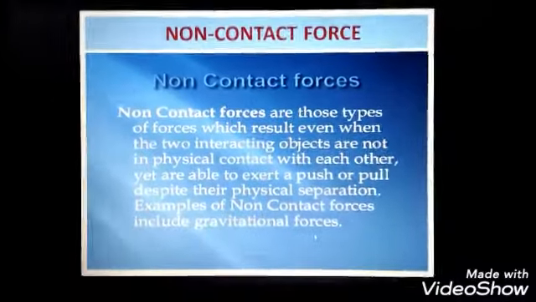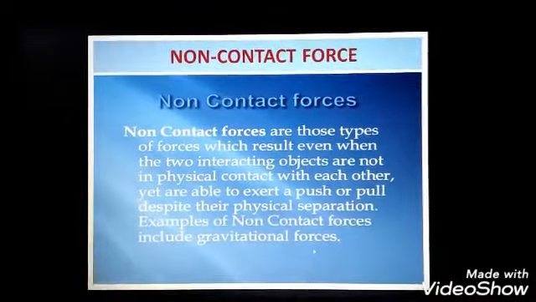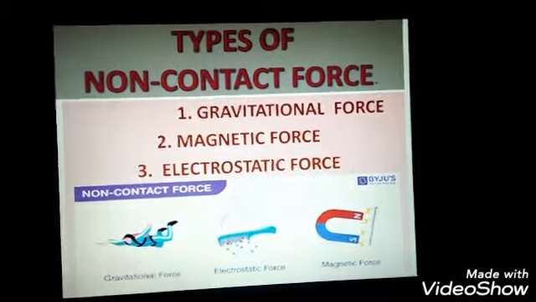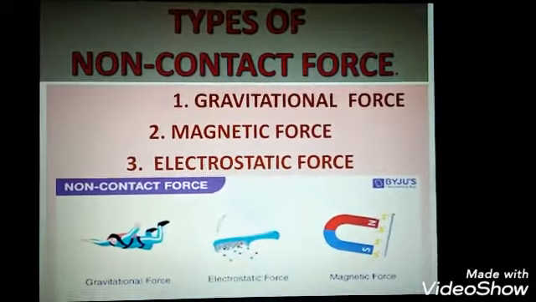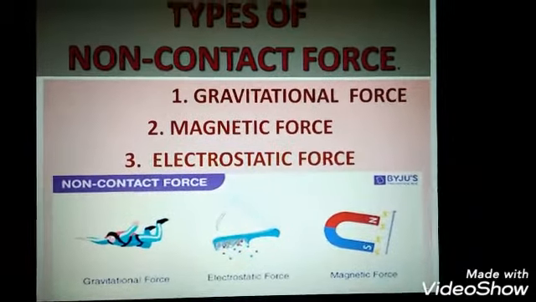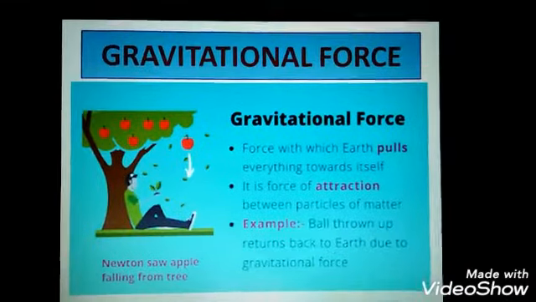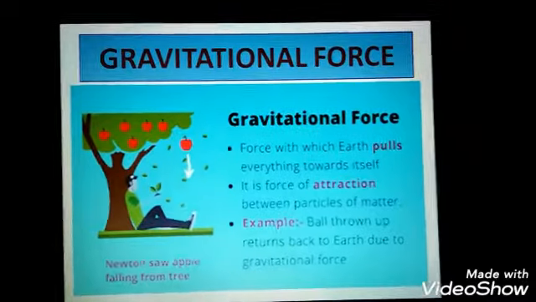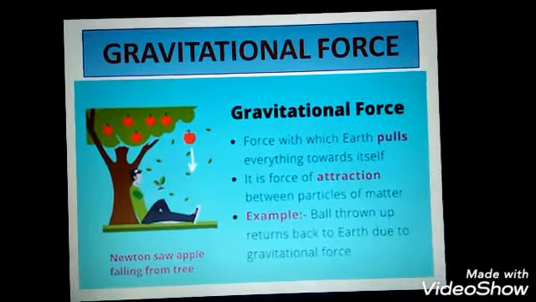Now, what are the three types of non-contact forces? The three types of non-contact forces are gravitational force, magnetic force and electrostatic force. Right? We will take up one at a time. So first is gravitational force. What is gravitational force? The force with which Earth pulls each and every object towards itself.